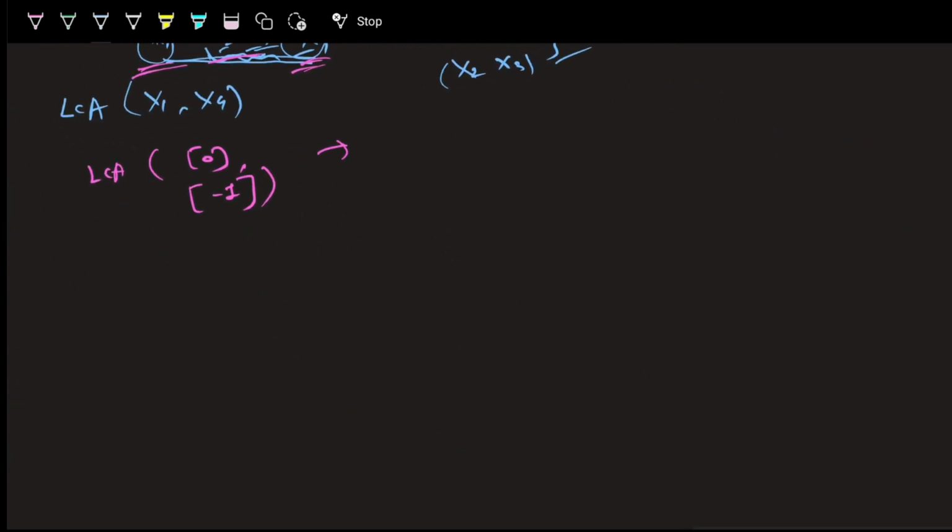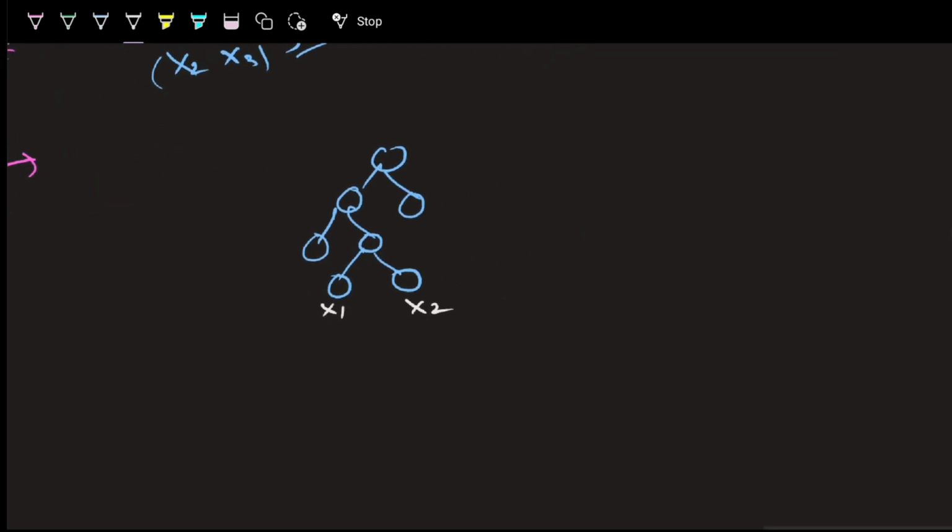So given a tree like this, if I want to find the lowest common ancestor for x1 and x2, what is our approach over here? If you know, the lowest common ancestor function looks something like this: LCA of root, p and q. For example, this is my p, and this is my q, and I have to find the lowest common ancestor for it.